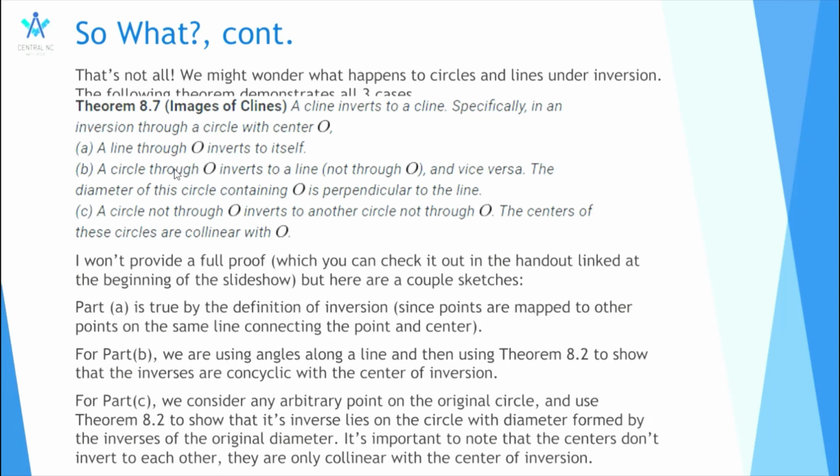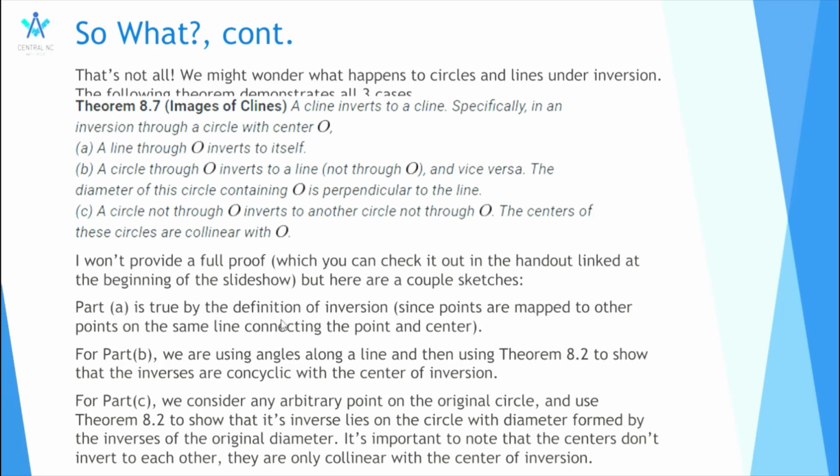And the third case, a circle that doesn't go through O actually inverts to another circle not through O. But note that these centers don't exactly invert to each other, but the centers are collinear with O. So I'm not going to provide a full proof. You can check out the proof in Evan Chen's handout, or in EGMO, same thing. But a couple of sketches here.